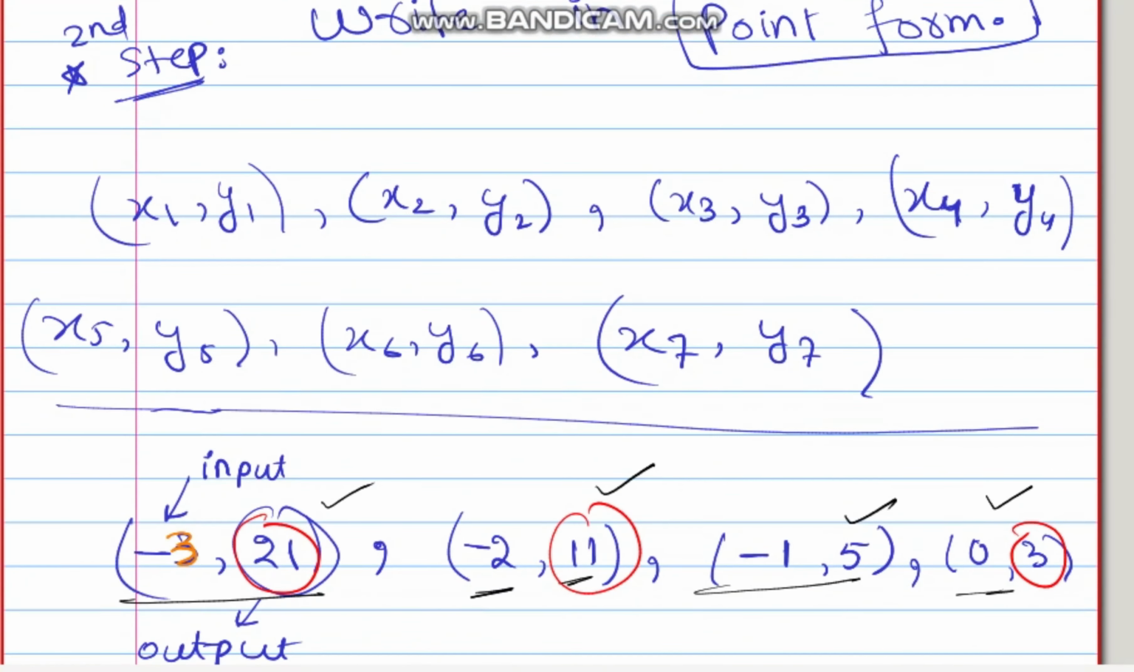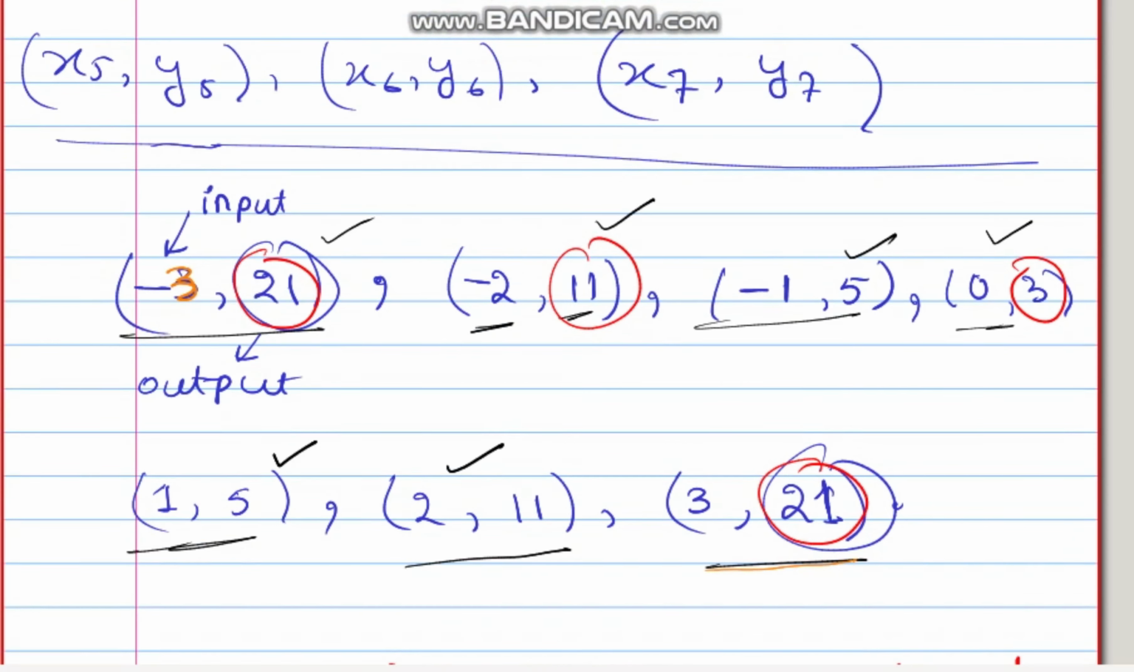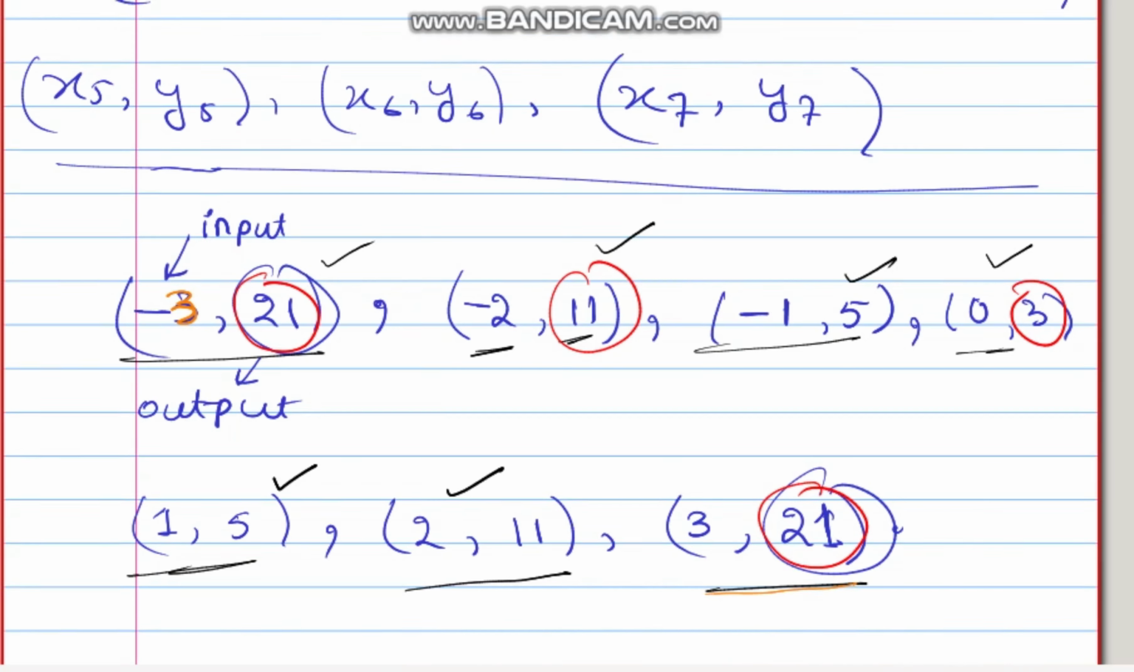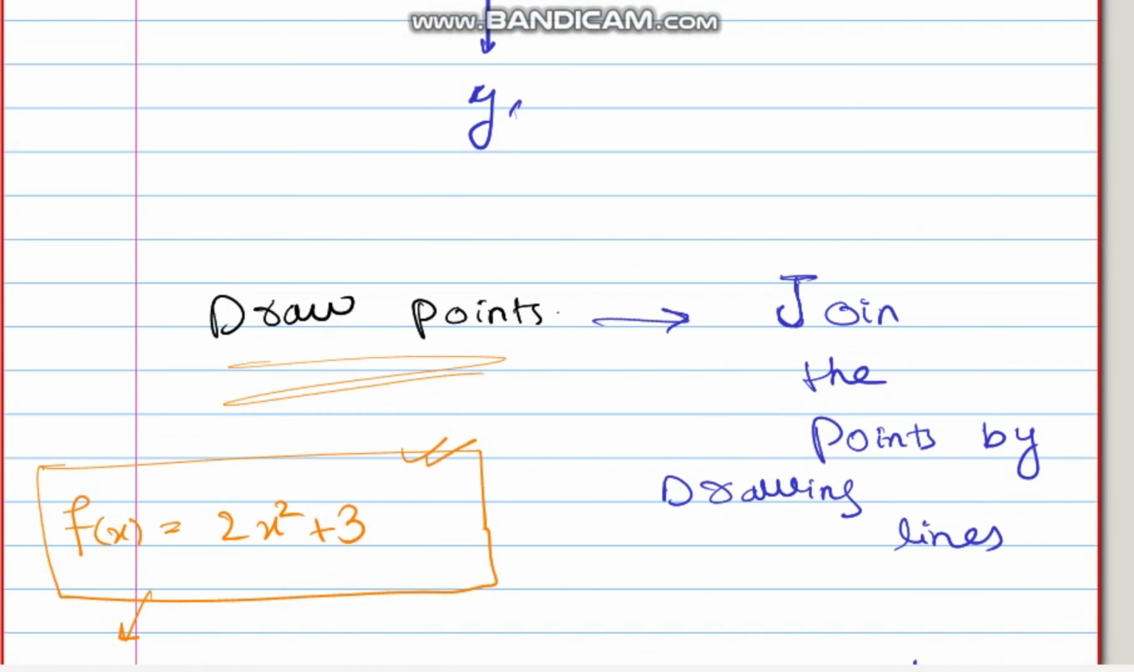So the third step is to write in point form. This is the point form: the input is this one and the output is 21. Input is minus 2, output is 11. Input is minus 1, output is 5. Input is 0, output is 3. This is basically a point form. Now, what will we do?